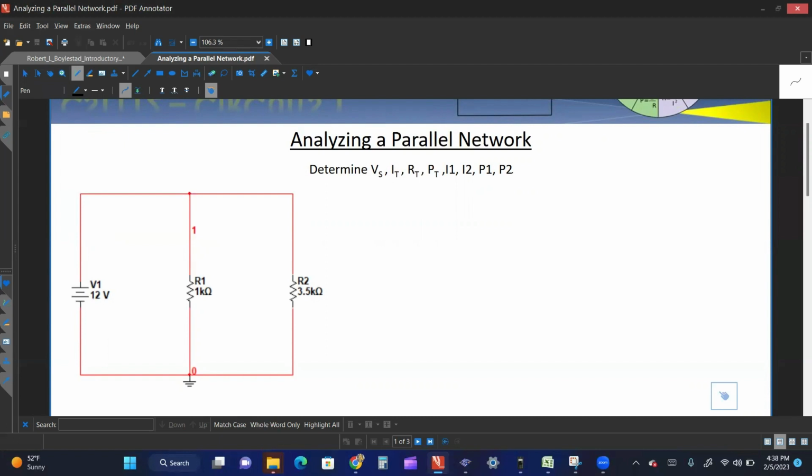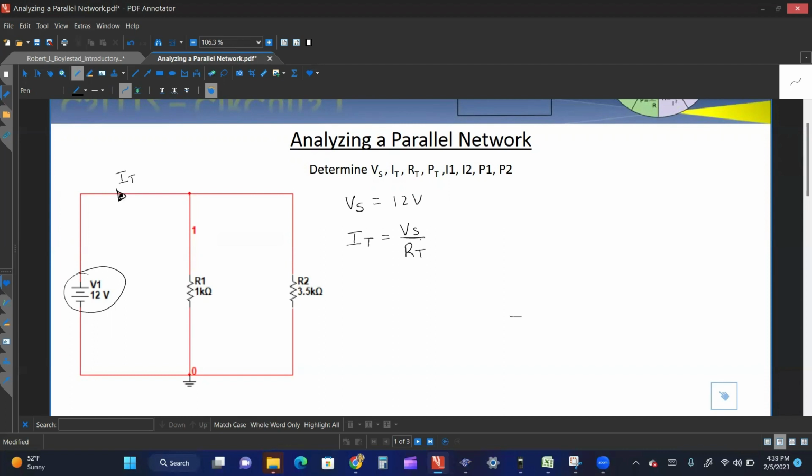So, all right, I'm just thinking, what's the best way to approach this one? All right, so Vs, that's an easy one. That was already given. So this is your source voltage right here. So that's going to equal 12 volts. All right, so now I total is going to equal Vs over R total. So I total is right here. This is the current that's being supplied by the voltage source.